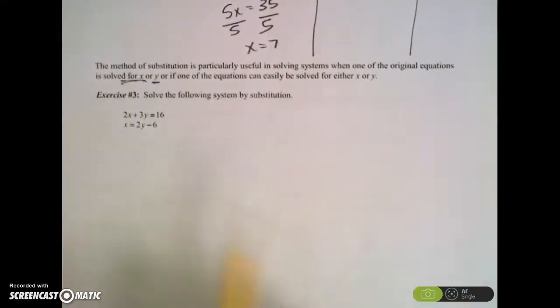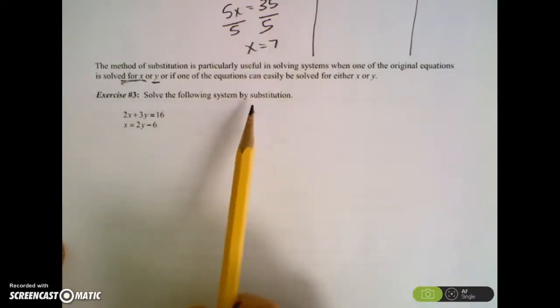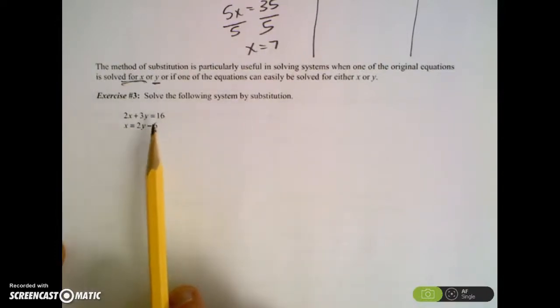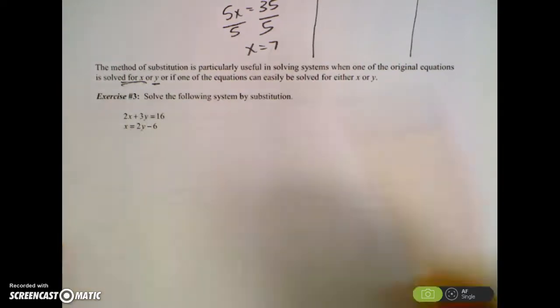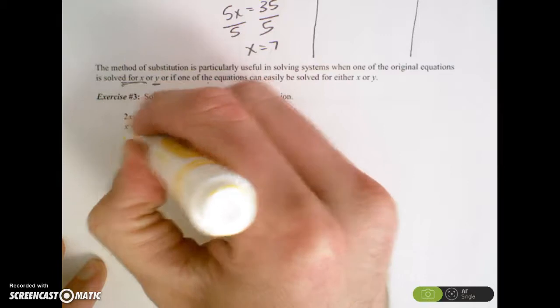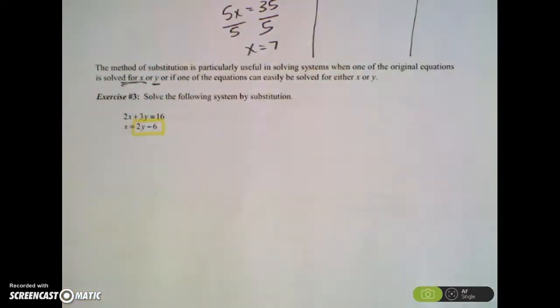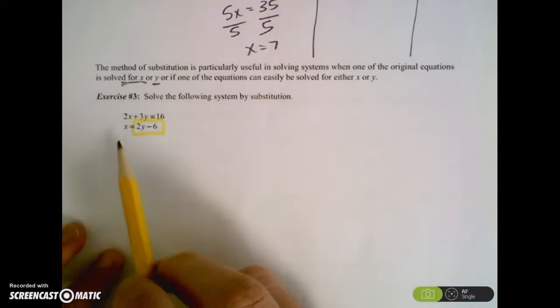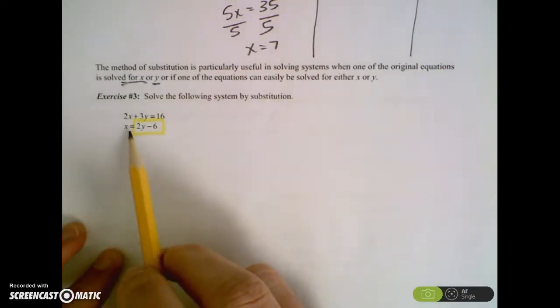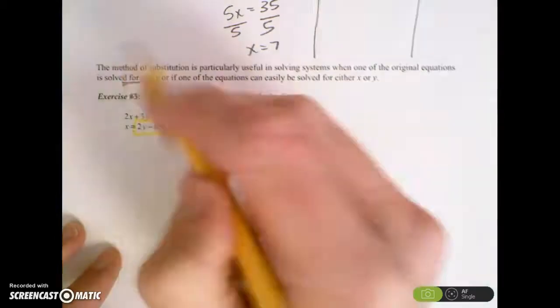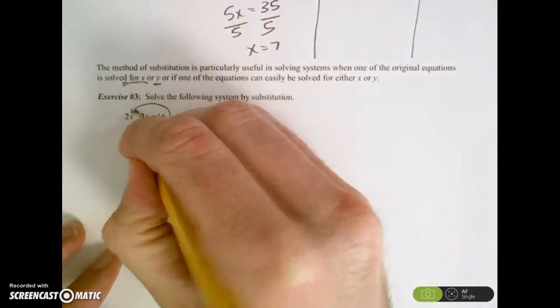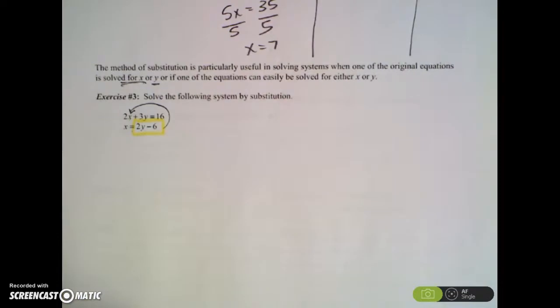So if we take a look at this example, it says solve the following system by substitution. Looking at the two equations, one equation has a variable that's solved for. That's the second equation because x is by itself. It says x equals, so this means I can put the box around the 2y minus 6. The benefit of this is that what I can do now is replace the x in the other equation with this value because this is what x is equal to. So this is going to go into the x place and I'm going to solve for y.